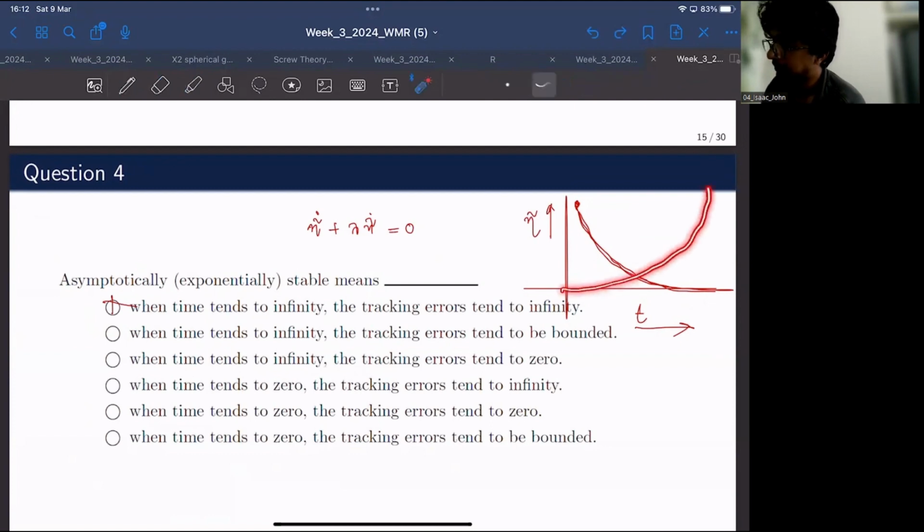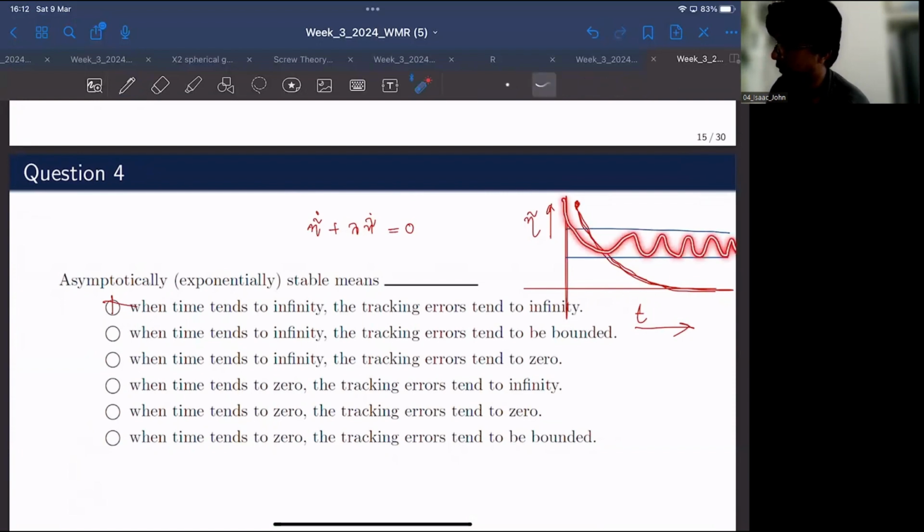So you cannot call something stable if the error is actually tending to infinity, right? So that inherently makes this option false. Option B says when the time tends to infinity, the tracking errors tend to be bounded. For example, if you have bounds, maybe this is an upper bound and this is a lower bound. So the second statement says as time tends to infinity, you can control the error within these two bounds.